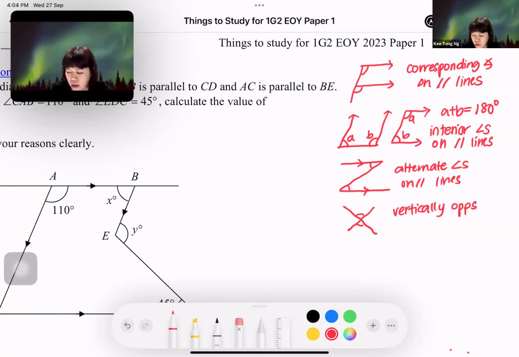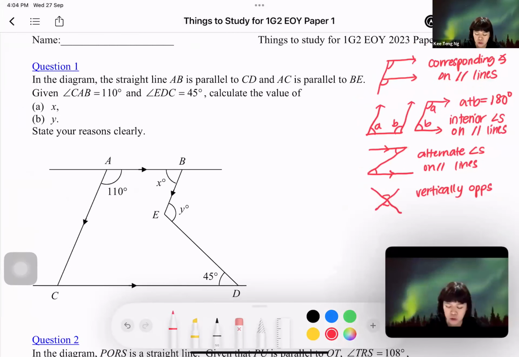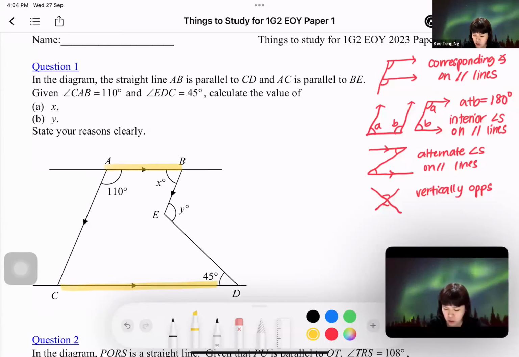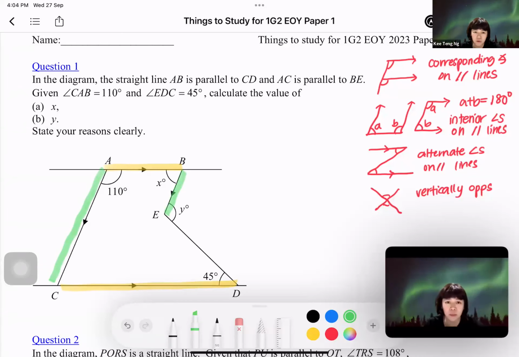Okay, so vertically opposite angles are equal. So if that's the case now, let's try to find out how we do this. AB is parallel to CD, right? So we have already one pair of parallel lines over here. Then we have another pair of parallel lines, AC parallel to BE. Correct. So with these, we can find a couple of different angles.